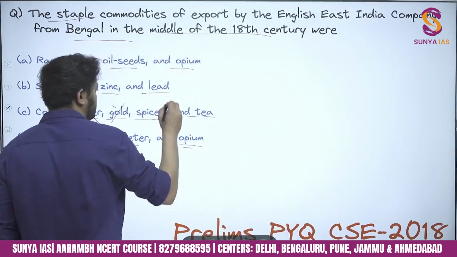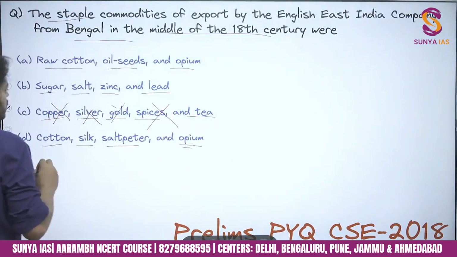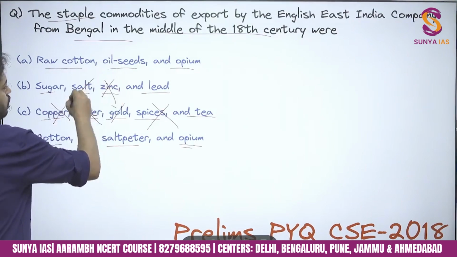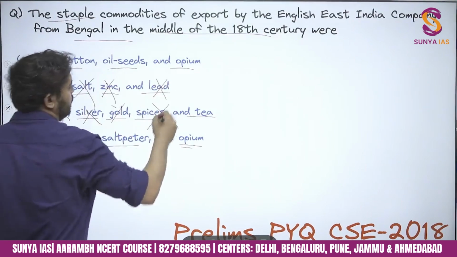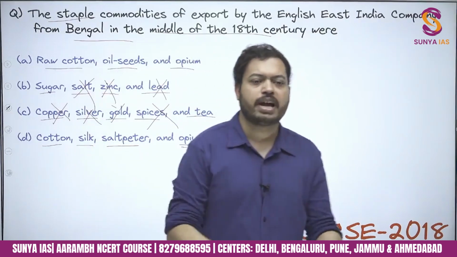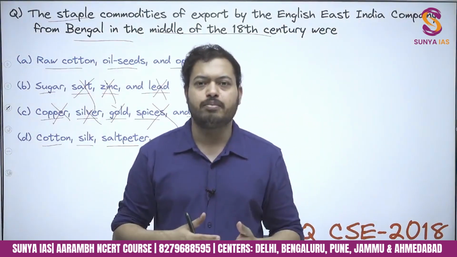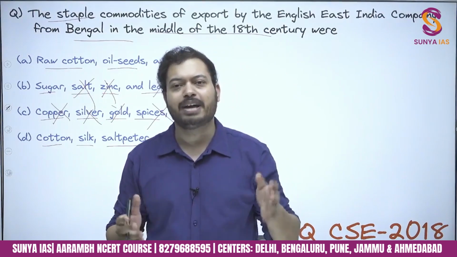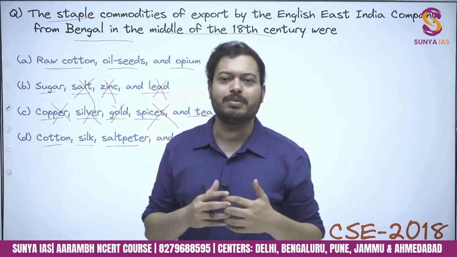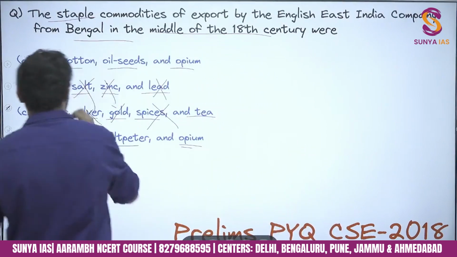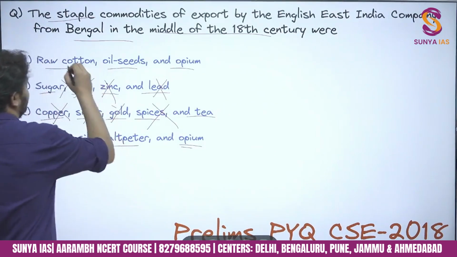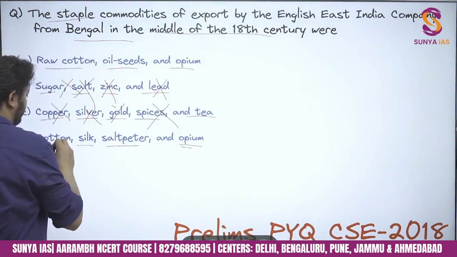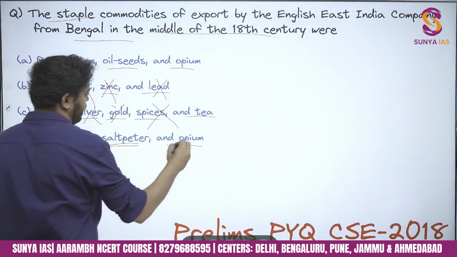So the C option anyway is wrong. Okay, cool. Now after that, zinc, salt, lead. Lead, even now we don't have anywhere. We are looking for lead because China is getting so much lead for their lithium ion batteries and all that. So lead we still don't have. So the B option is also wrong. Now you have two options. The first one, raw cotton, oil seeds and opium, and the fourth one, cotton, silk, saltpeter, and opium.